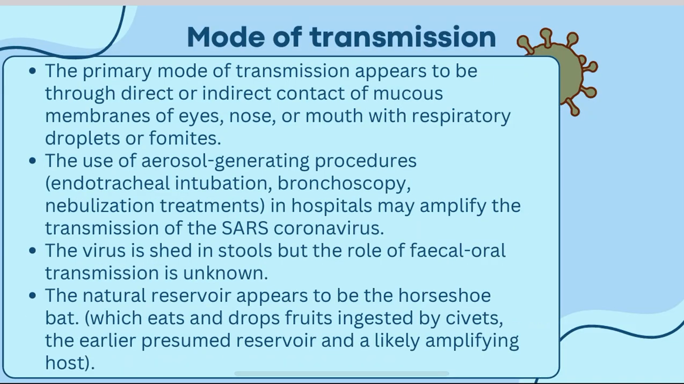Moving further to the mode of transmission of SARS. The primary mode of transmission appears to be through direct or indirect contact of the mucous membranes of the eyes, nose, and mouth with respiratory droplets or fomites. So we see the direct or indirect contact of the discharges with the mucous membranes of the eyes, nose, and mouth with respiratory droplets or fomites.